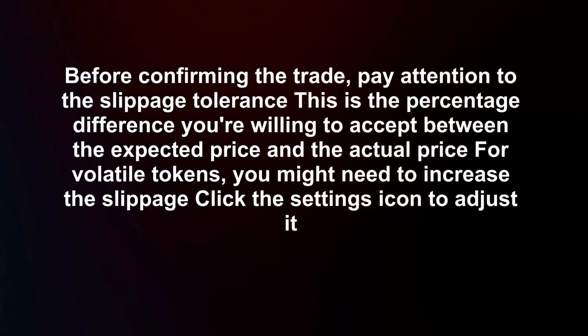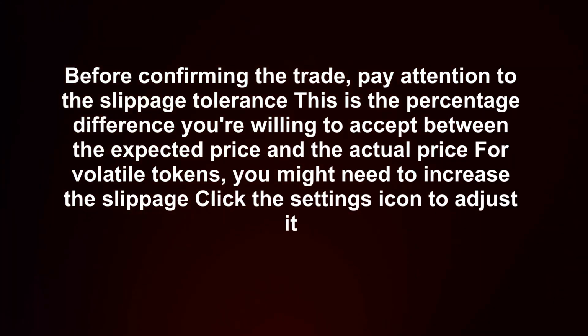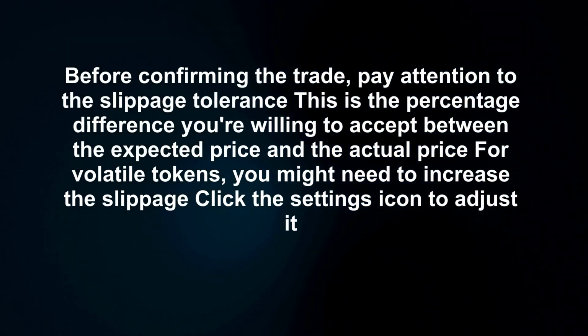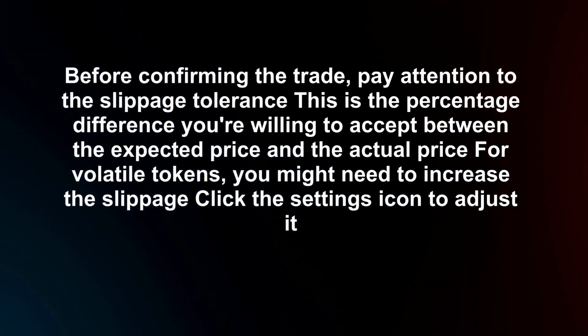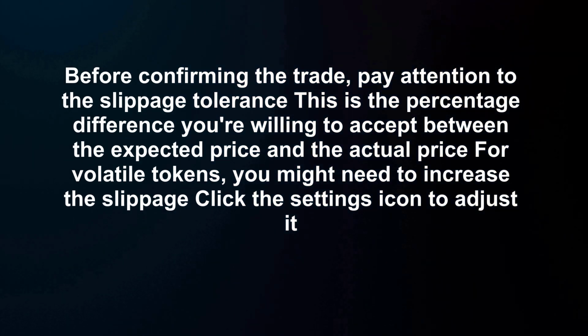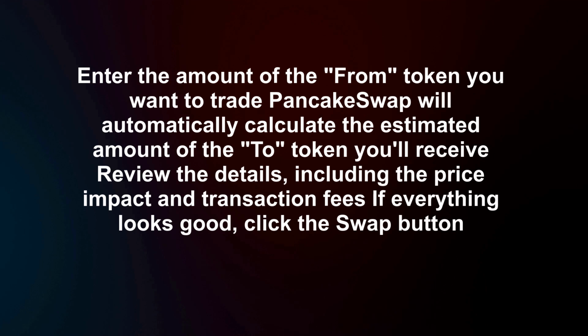Before confirming the trade, pay attention to the slippage tolerance. This is the percentage difference you're willing to accept between the expected price and the actual price. For volatile tokens, you might need to increase the slippage. Click the settings icon to adjust it. Enter the amount of the From token you want to trade.